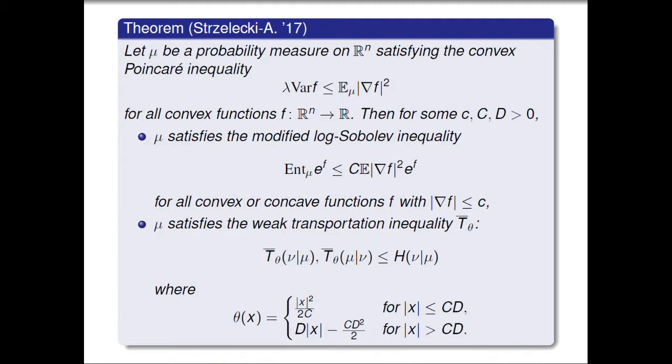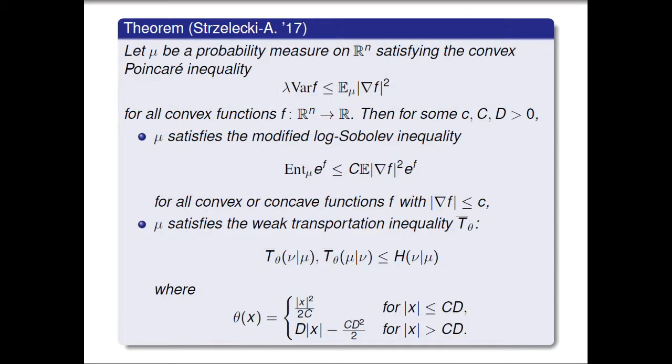So this is the theorem formally. If we have a probability measure satisfying such an inequality for all convex functions, then it satisfies this modified log-Sobolev inequality for f convex and f concave, provided that the gradients are bounded uniformly. And also we have this inequality T plus, which amounts to two estimates: those transportation costs in both orders, between mu and nu, between any measure nu and our reference measure, are bounded by the relative entropy, with the same cost as before, first quadratic, then linear. So this is exactly the same.